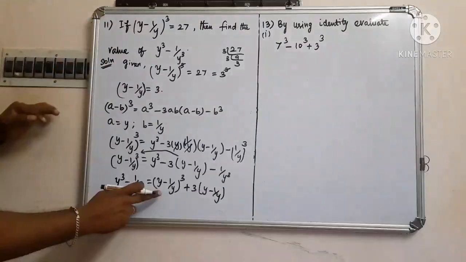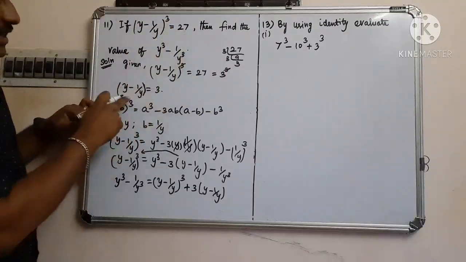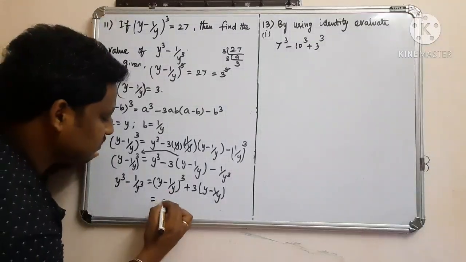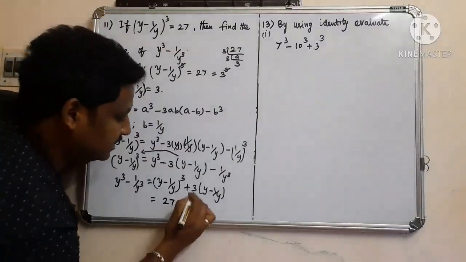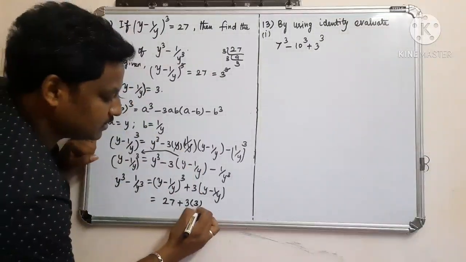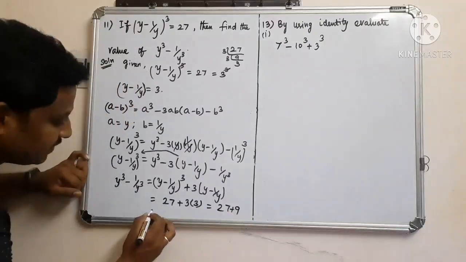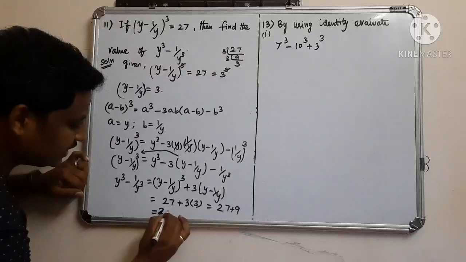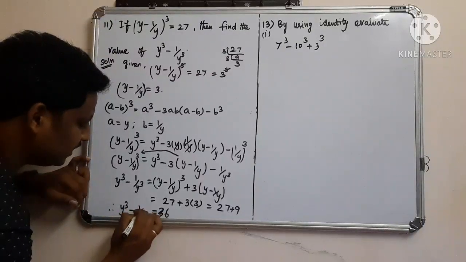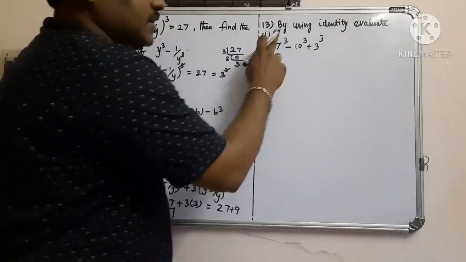Now substitute the values. (y minus 1 by y) the whole cube value is 27, and y minus 1 by y value is 3. So 27 plus 3 into 3. 3 threes are 9, so 27 plus 9, which is equal to 36. So this is the value of y cube minus 1 by y cube. Understood?